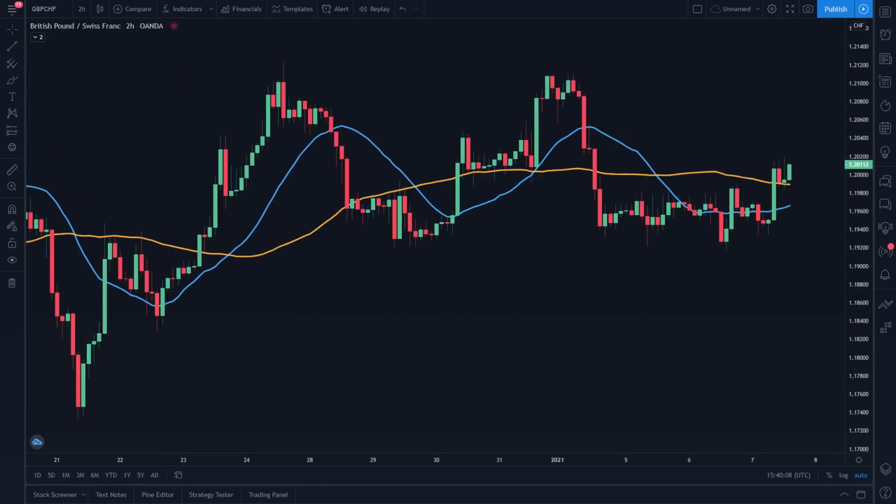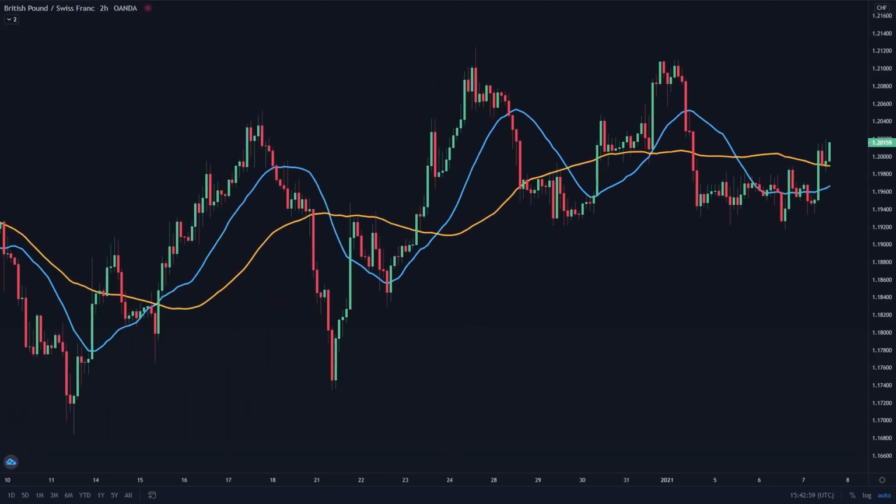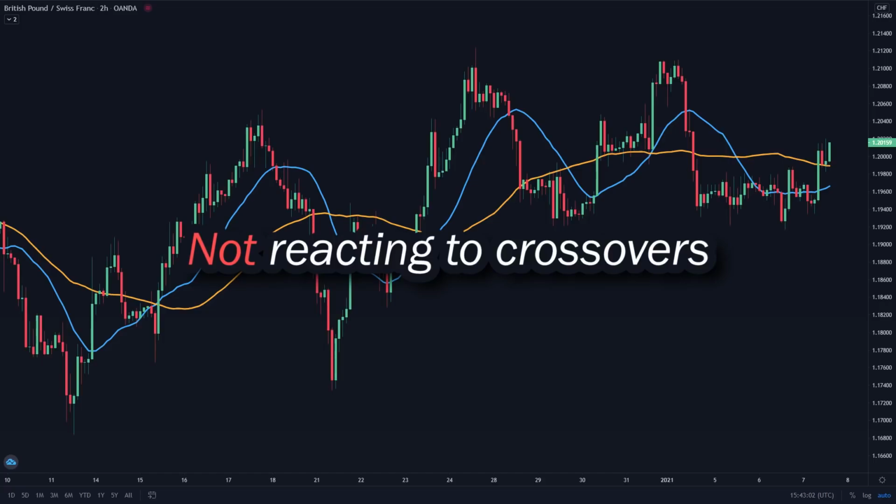Then, what I'm trying to look at is how the market is reacting to the moving average crossover. Let me show you what I mean. If you zoom out and look closely at the 20 and 50 period, you can see that the price tends to not react to the crossover.